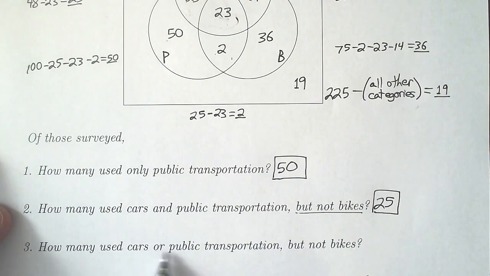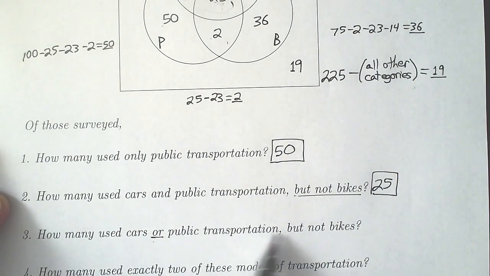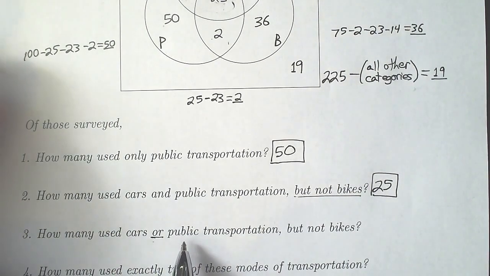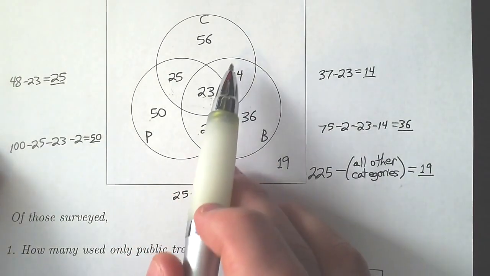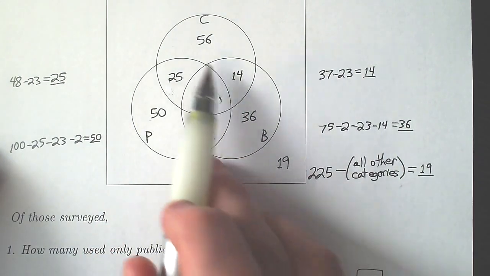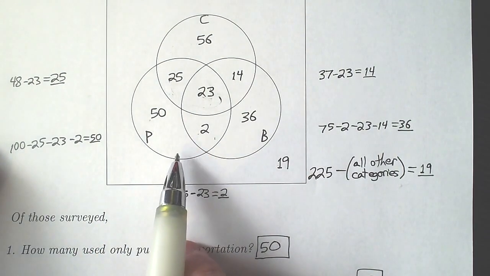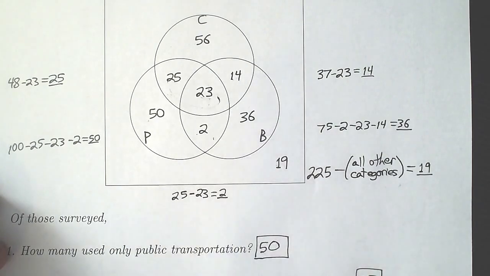How many used cars or public transportation? That's the word or. Cars or public transportation, but not bikes. That's a little different, isn't it? So cars or public transportation would be students who are in the circle of C or the circle of P. So that could be a lot of students, but not bikes. So not in the circle of B.